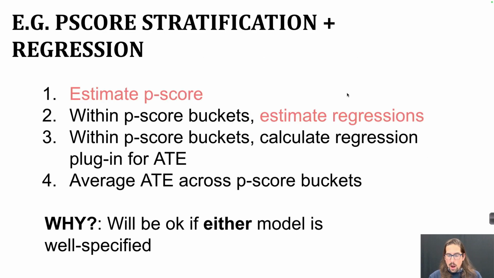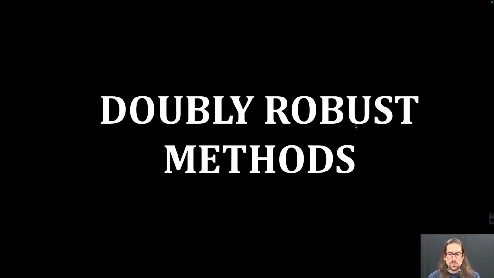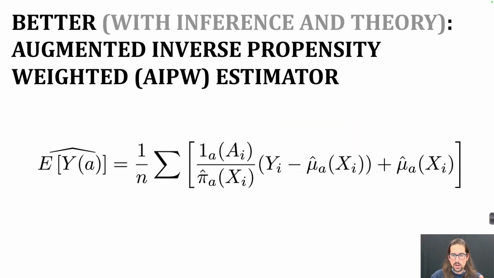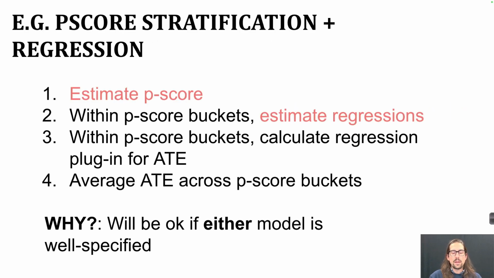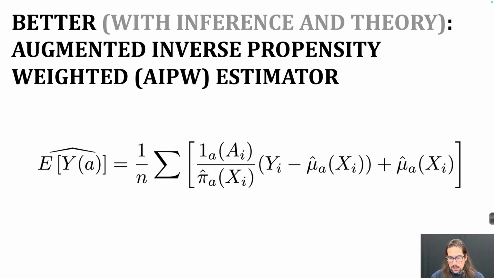So that property is called double robustness. If you have estimators that are unbiased if either one of two models is working well, then they are called doubly robust.